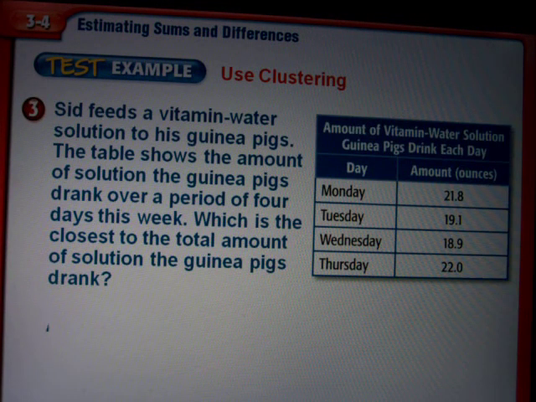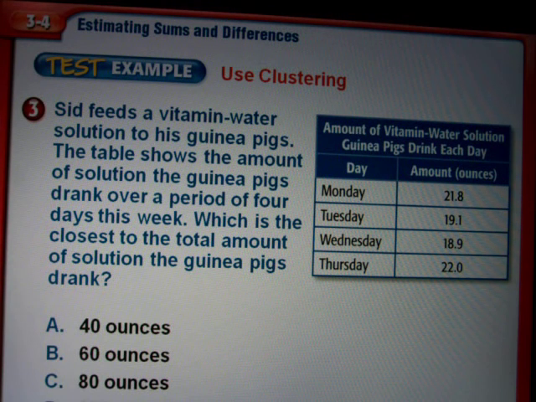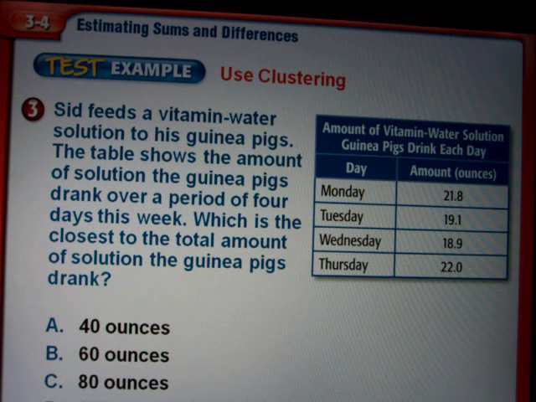Alright, so now we're going to use some clustering concepts. So Sid feeds a vitamin water solution to his guinea pigs. The table shows the amount of solution the guinea pigs drank over a period of 4 days. Which is the closest to the total amount of solution the guinea pigs drank? Is it A, 40, B, 60, C, 80, or D, 100?